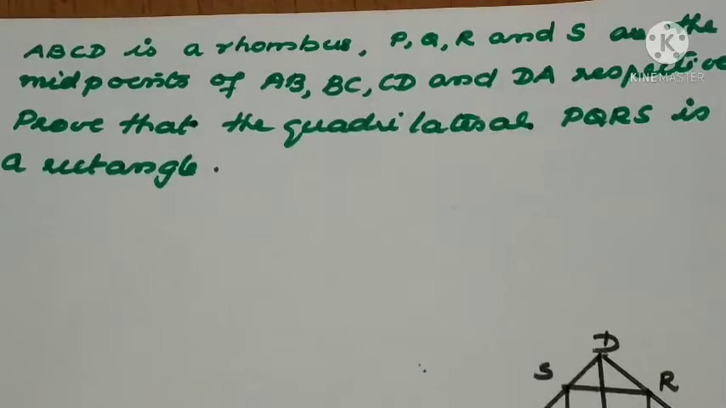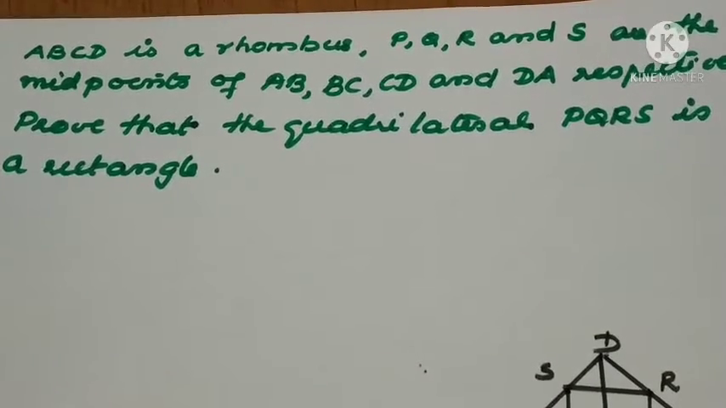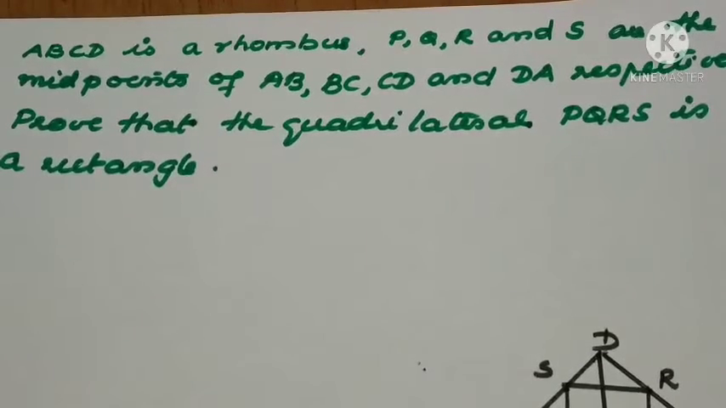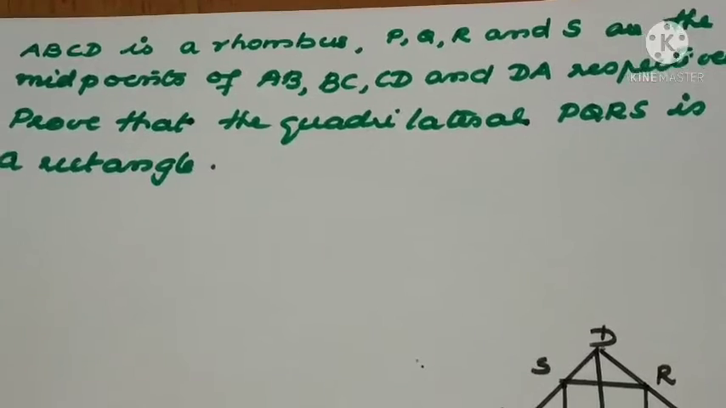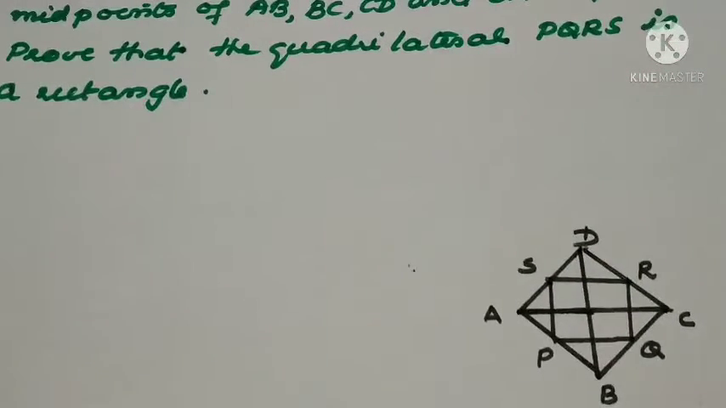ABCD is a rhombus. P, Q, R, S are the midpoints of AB, BC, CD and DA respectively. Prove that quadrilateral PQRS is a rectangle. In this question, the diagram is not given. We can draw the diagram while reading the question itself. So first we have to draw the rhombus and take the midpoints of each side. So the diagram will be like this only.